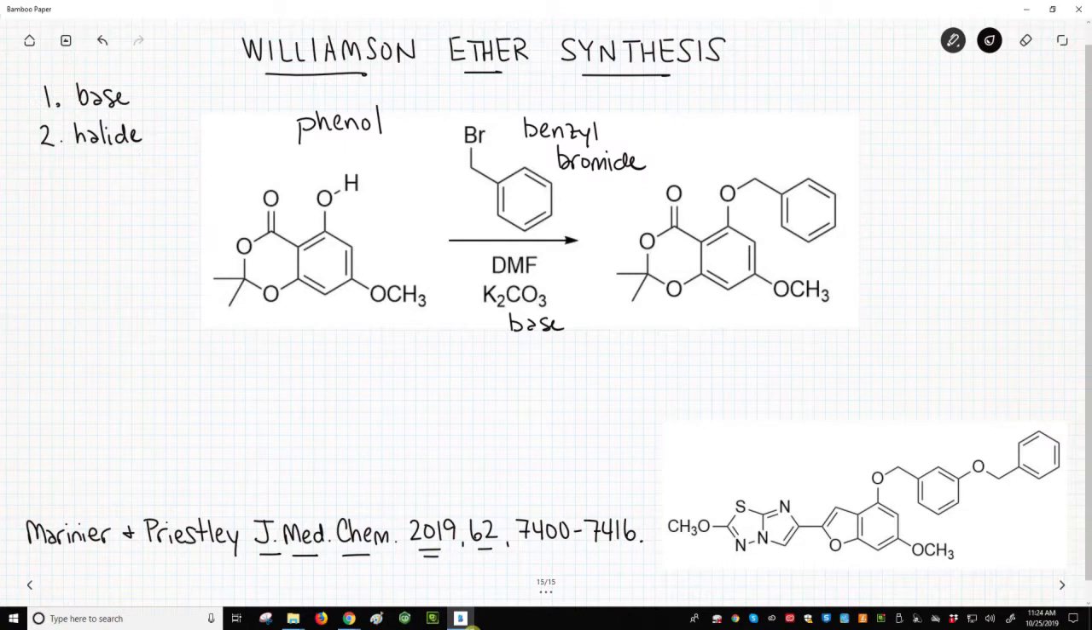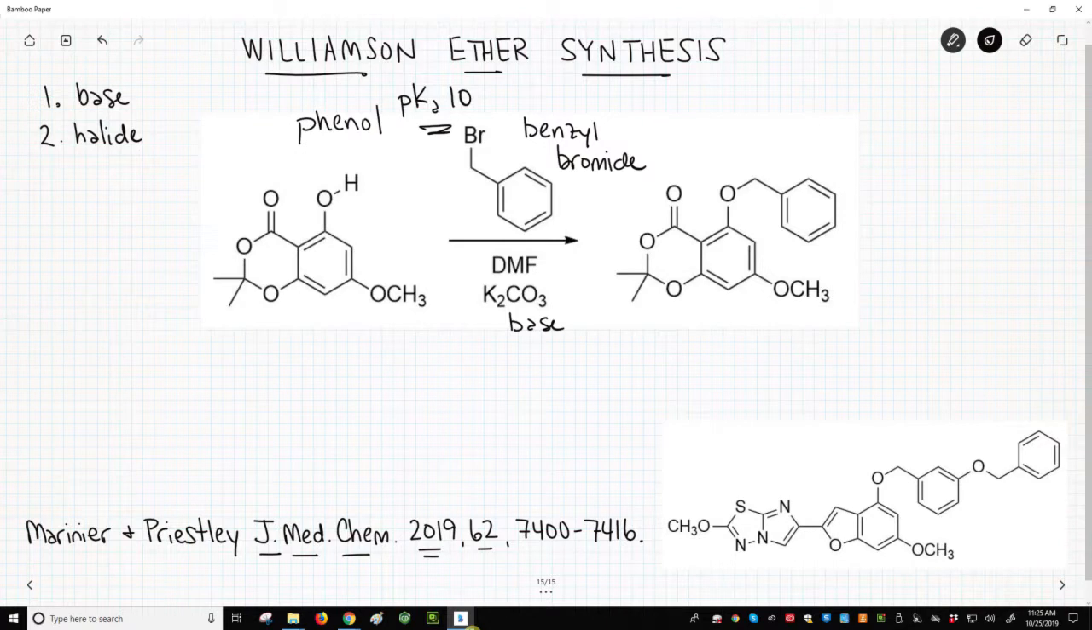Let's clarify a couple ideas. First, let's discuss the base. Normally, in a Williamson ether synthesis, you need a fairly strong base to do the deprotonation. Sodium hydride is common. In this case, however, since the alcohol is a phenol, the alcohol is more acidic. A normal alcohol, like methanol, has a pKa around 16. Phenols are around 10 in general. So the scientists found that a weaker, more convenient base, like potassium carbonate, worked just fine.